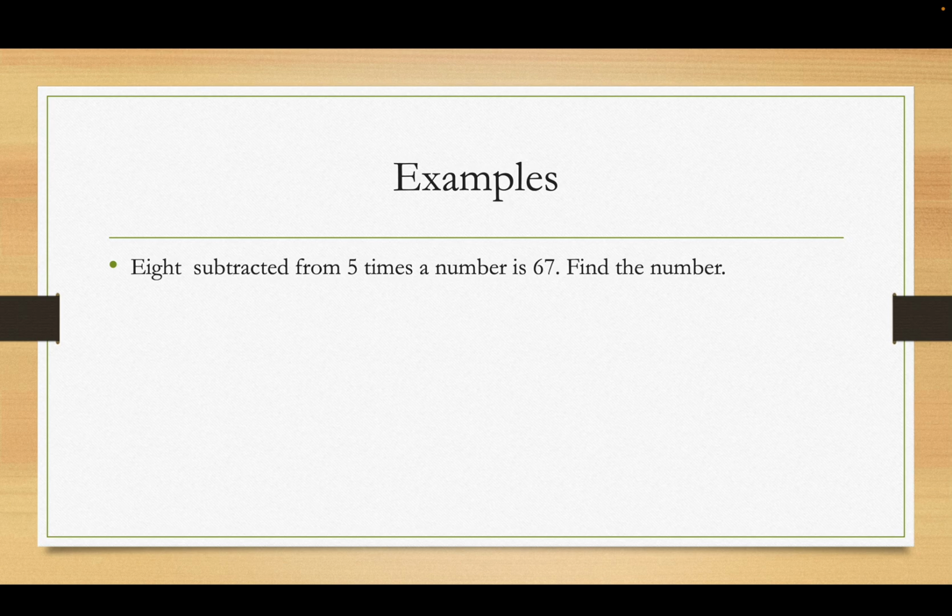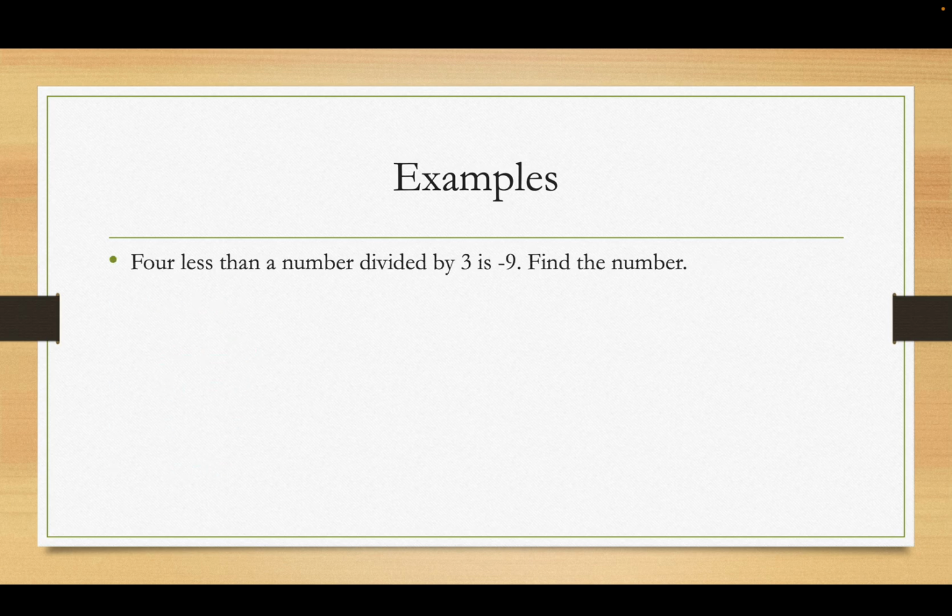Okay, you try this one. Stop and start, of course. So remember, important tidbit from the last lesson card, from goes first. So 5 times a number goes first, 5n. Minus 8 is 67. Adding 8 to both sides, 5n is 75. Dividing by 5, n is 15. Okay? Let's try the next one.